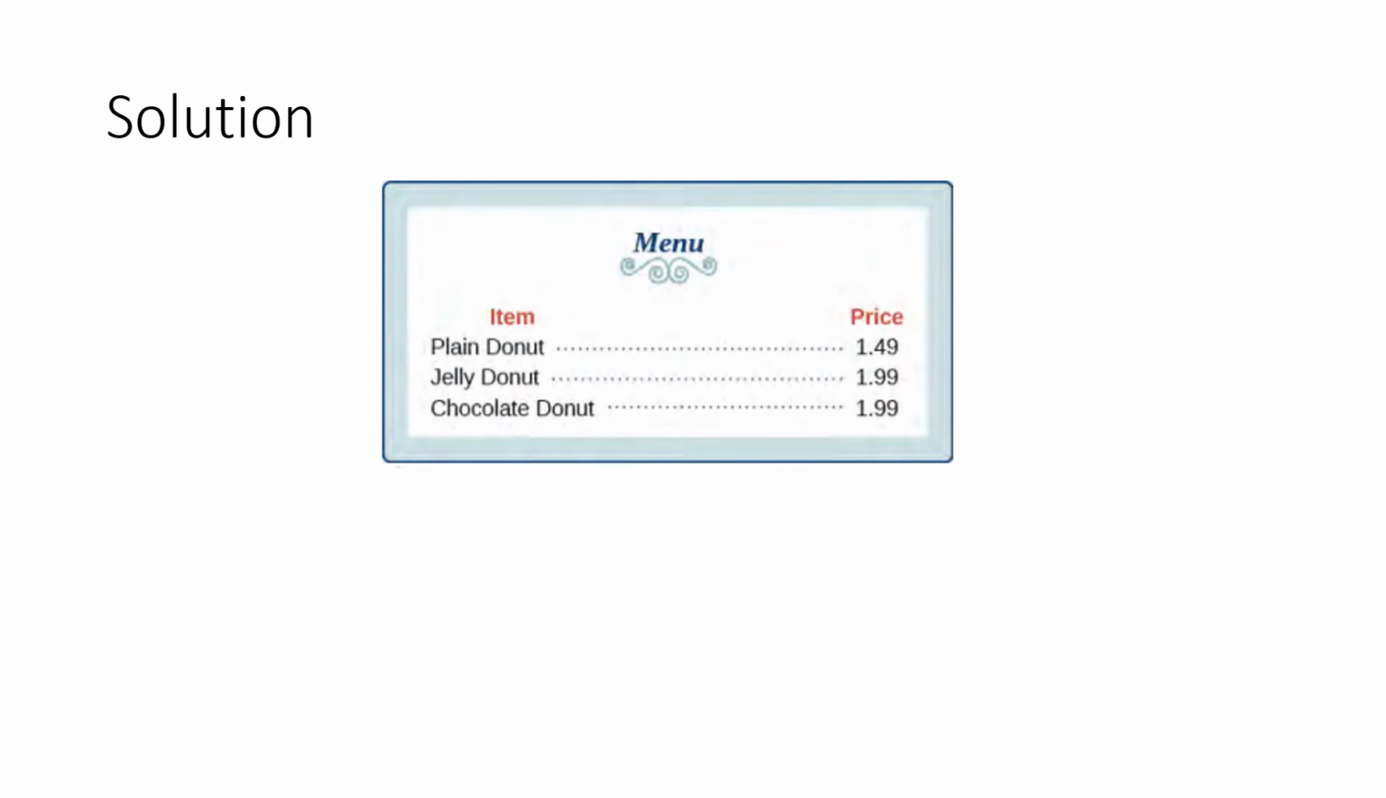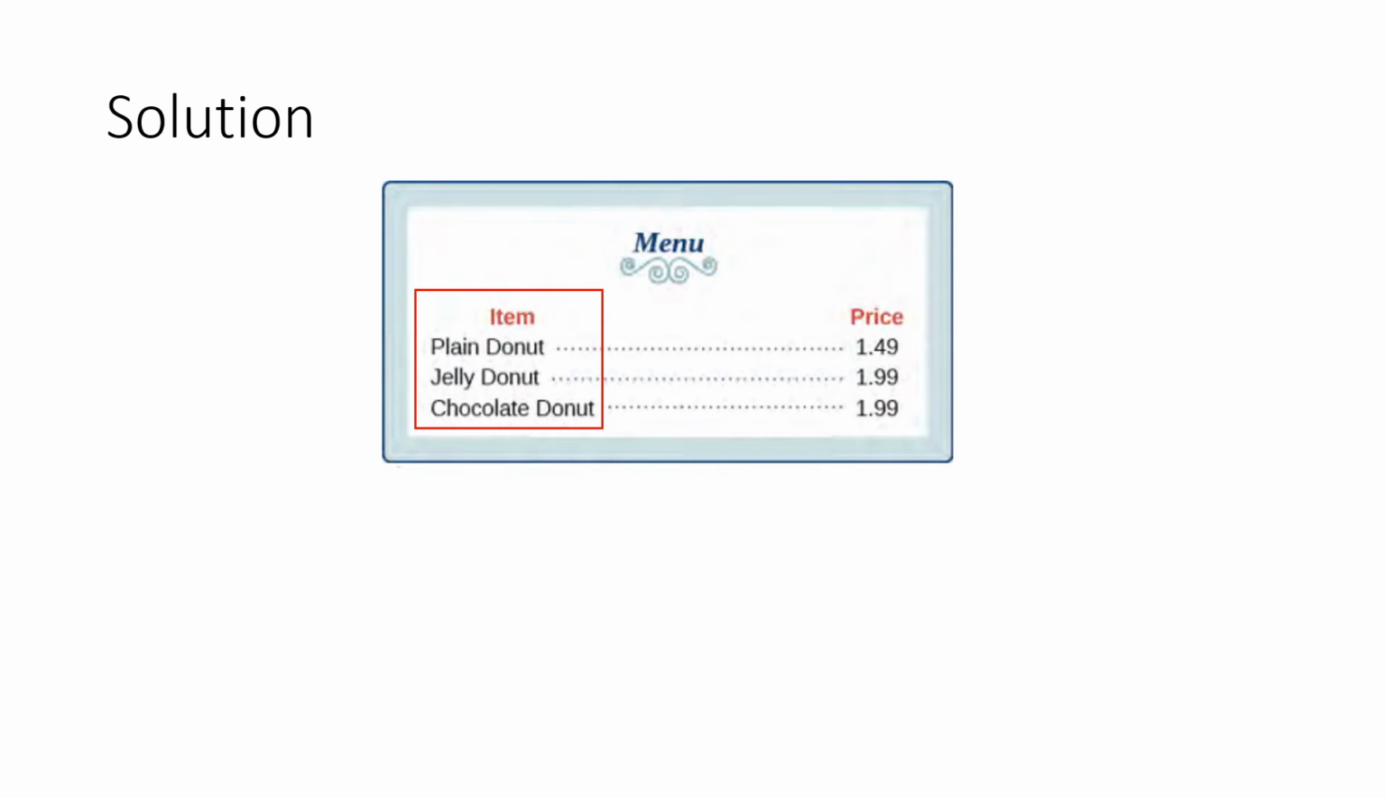So for our solution, let us try to look at the first menu. We have item. The plain donut has a price of 1.49. Also, the jelly donut has a price of 1.99. Chocolate donut has a price of 1.99.